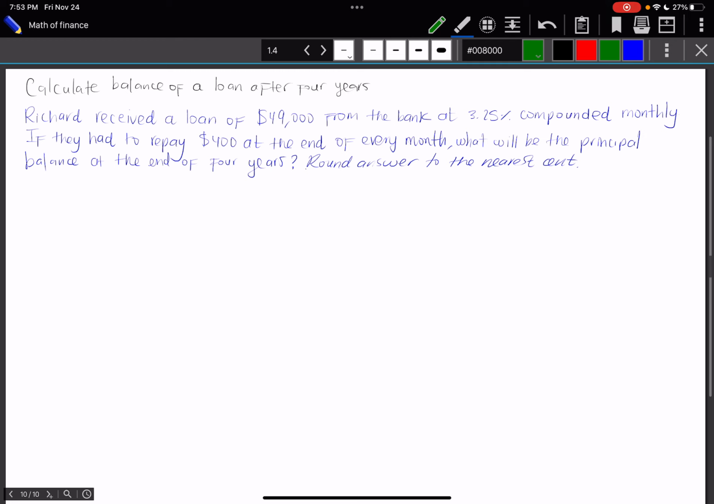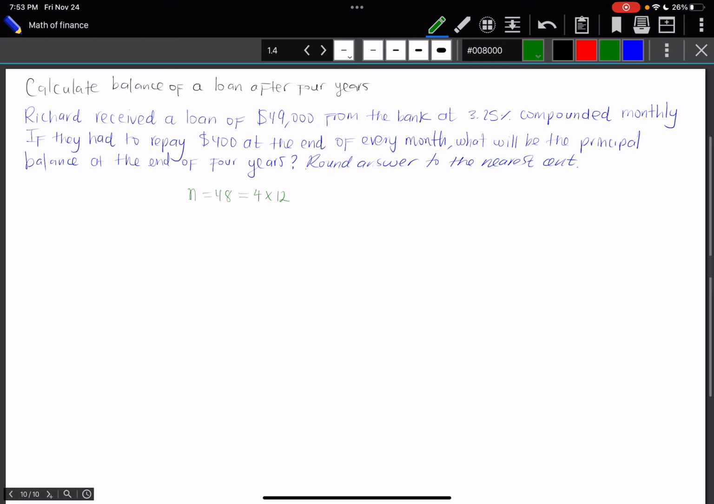Now, the number of payments that Richard has made by the end of 4 years is 48. So we have n equals 48, because Richard is making 12 payments per year, one payment every month for 4 years. So the total number of payments during the 4-year term is 48.